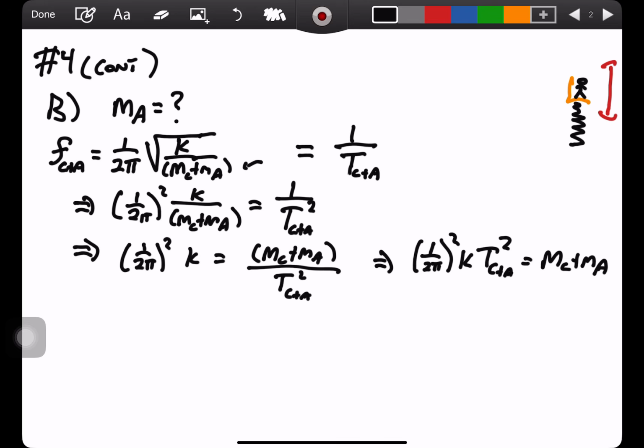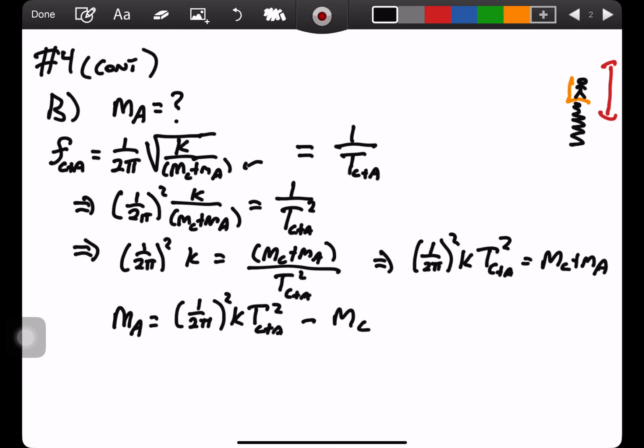So now what I'm going to do is subtract mc from both sides of the equation. So what I will have is ma equals 1 over 2 pi squared k t c plus a squared minus mc. Now I have isolated the mass of the astronaut, and I can simplify this even further.